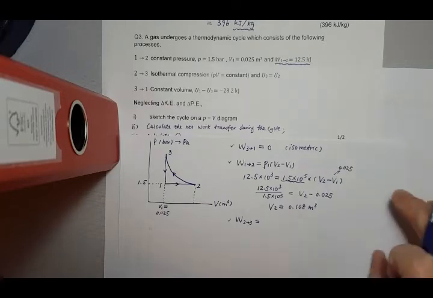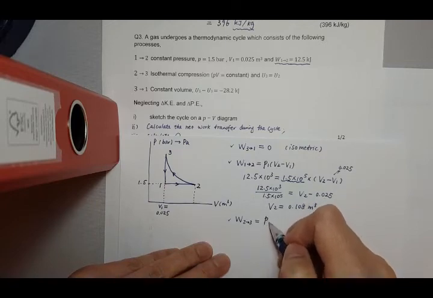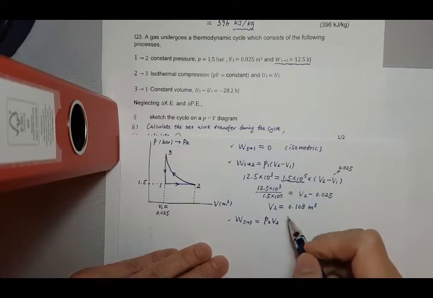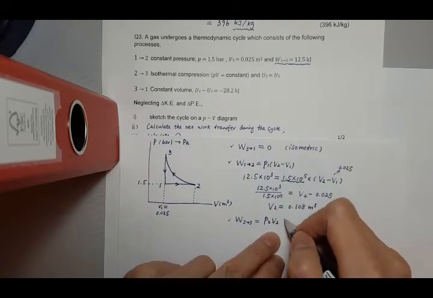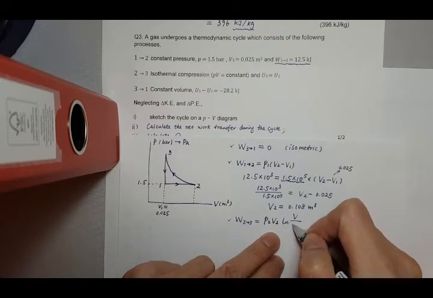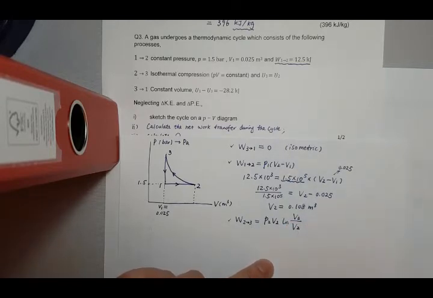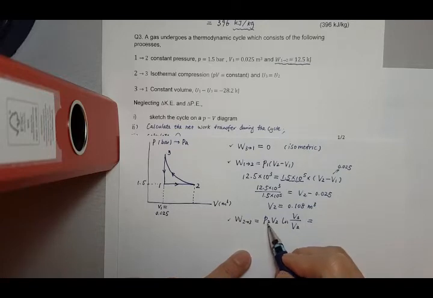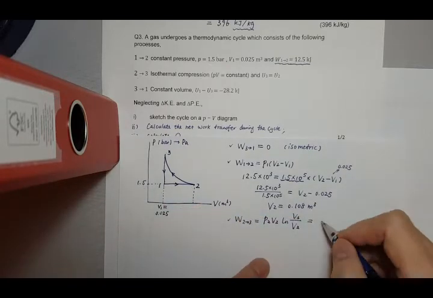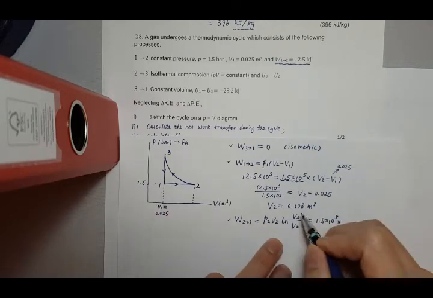So in this case, we write the work done for 2 to 3. Then we have P2V2 or P3V3. On this curve, they are the same, so I'm going to use P2V2 here, times ln V over V. Be careful, as I said, this is the end state, the end point, which is 3 here, over V2 here. Now I'm going to write P2, which is 1.5 bar.